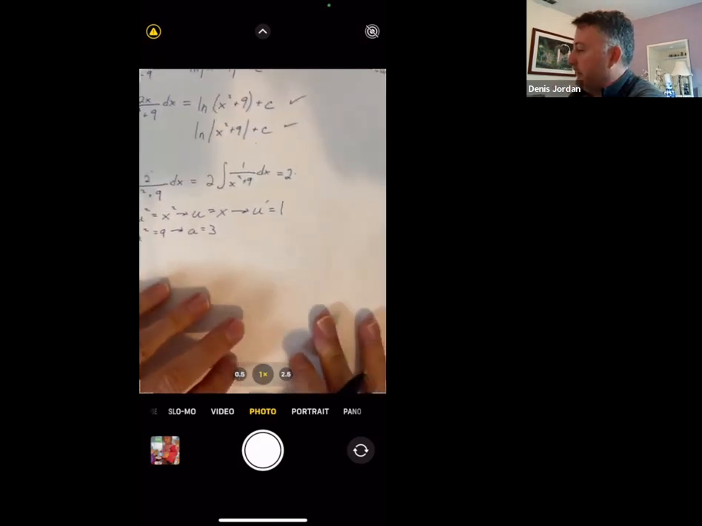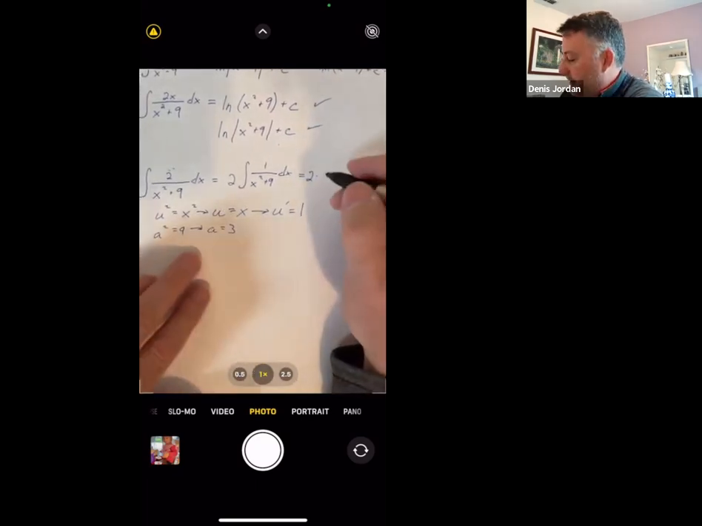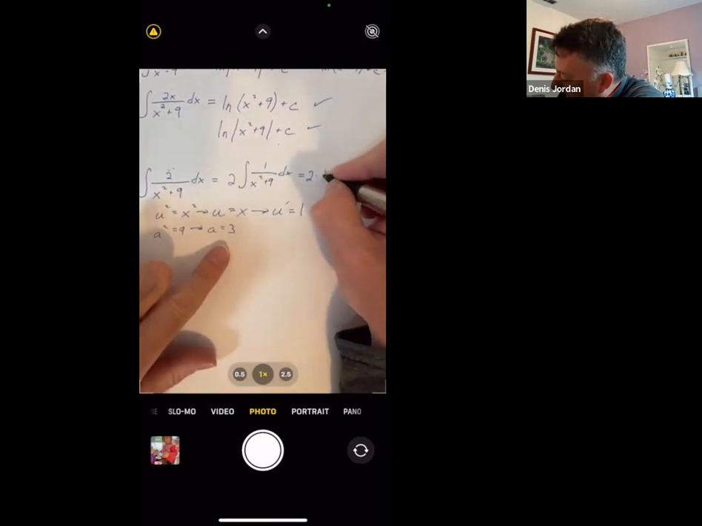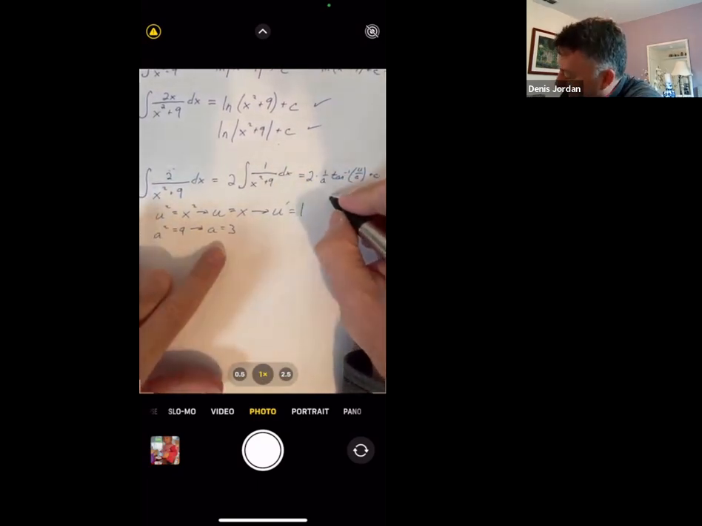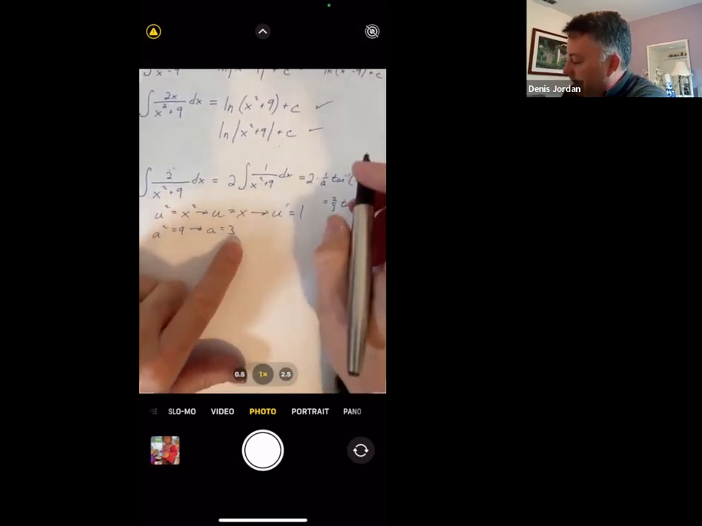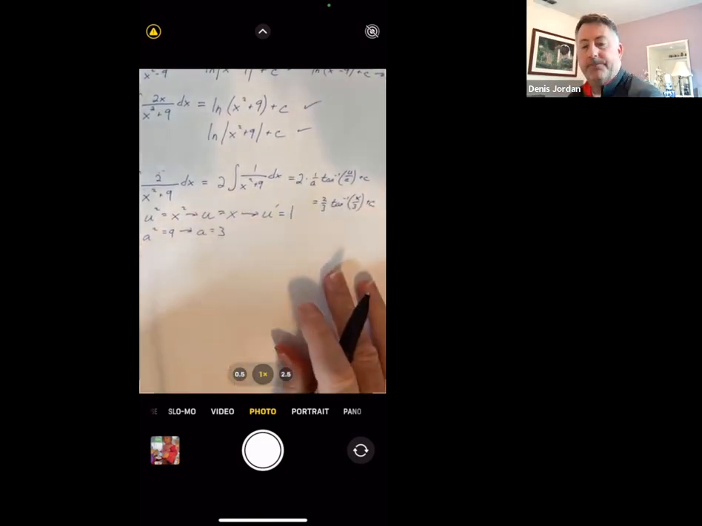All right, so now you just have to follow the formula for the arctangent. So the arctangent is the 1 over a, u over a, and plus c. So in our case, the a was 3, so that's going to be a 2/3 multiplied by the 2. u over a would be x over 3. And then plus c.